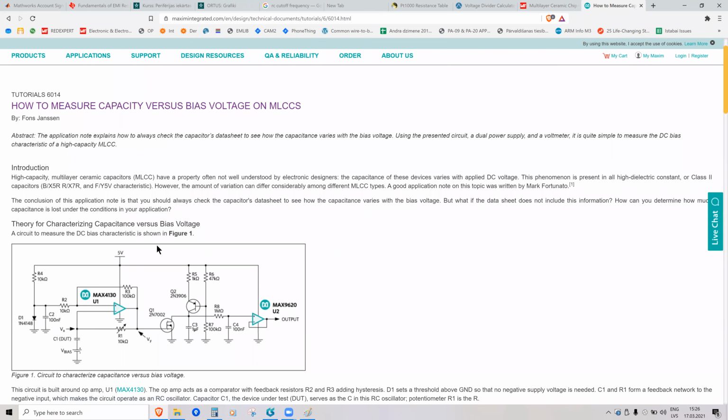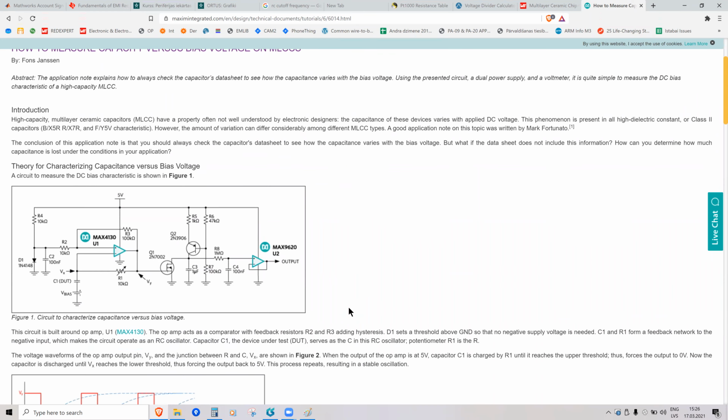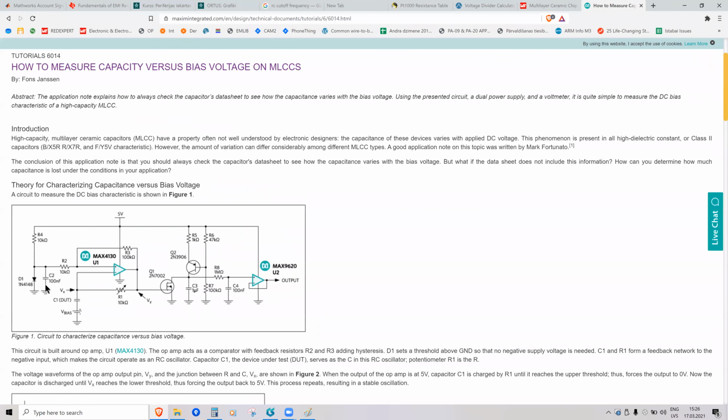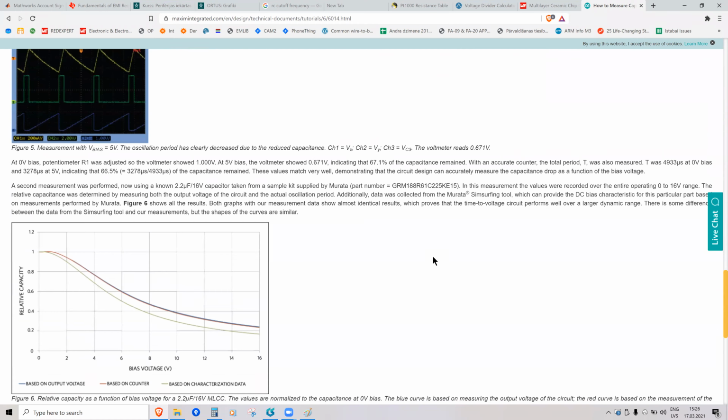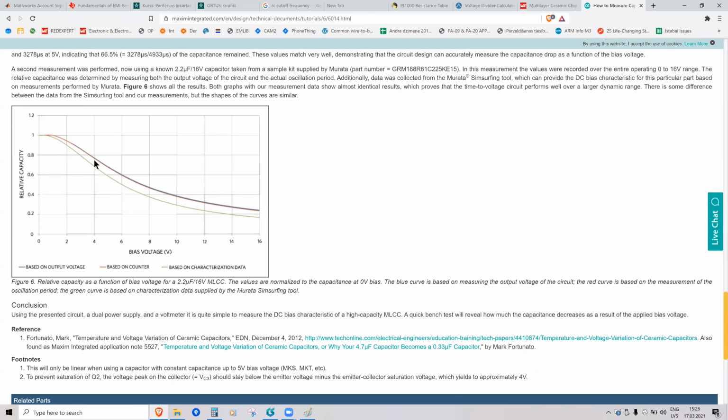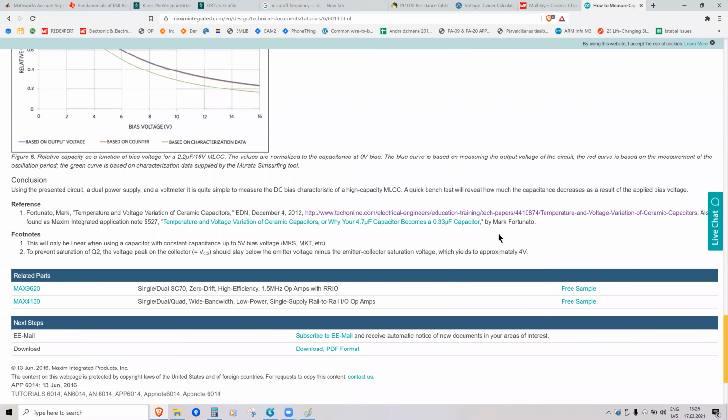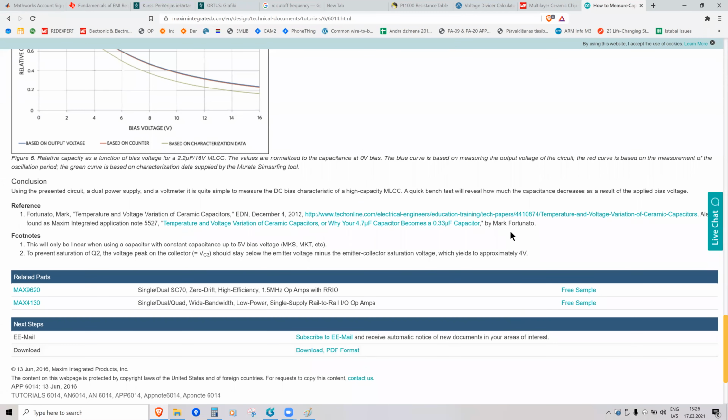For example, one guy wanted to make an RC oscillator, but he noticed that his frequency was always higher. It turned out it was because the input capacitor was a ceramic capacitor, and its capacitance lowers as the voltage increases, so it started to oscillate at a higher frequency.